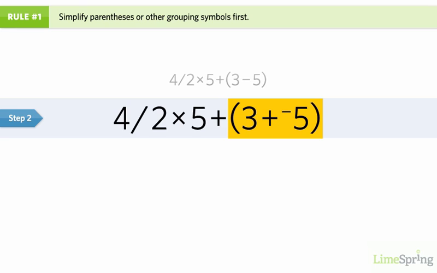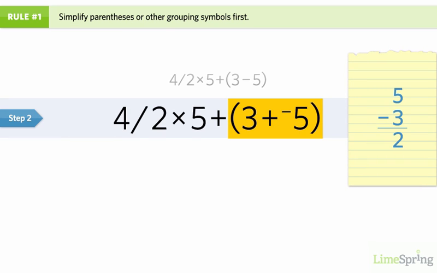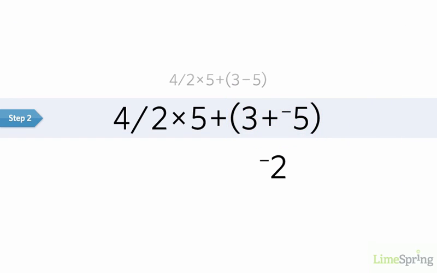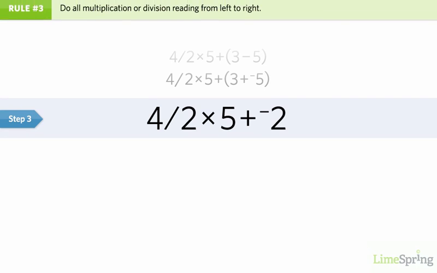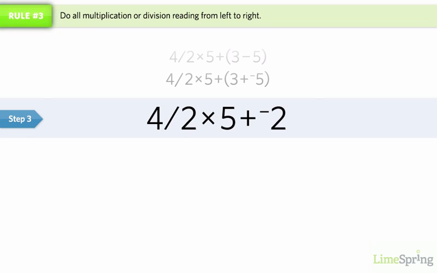The signs are different, so we subtract the smaller number from the larger number and use the sign of the larger number. 5 minus 3 equals 2, and because 5 is negative, 3 plus negative 5 simplifies to negative 2. This leaves us with 4 divided by 2 times 5 plus negative 2. Since there are no longer any grouping symbols, we move on to the third rule in the order of operations, and do any multiplication or division, reading from left to right.